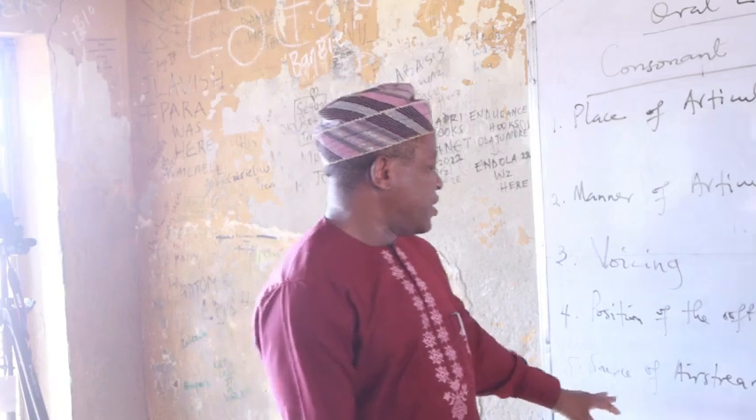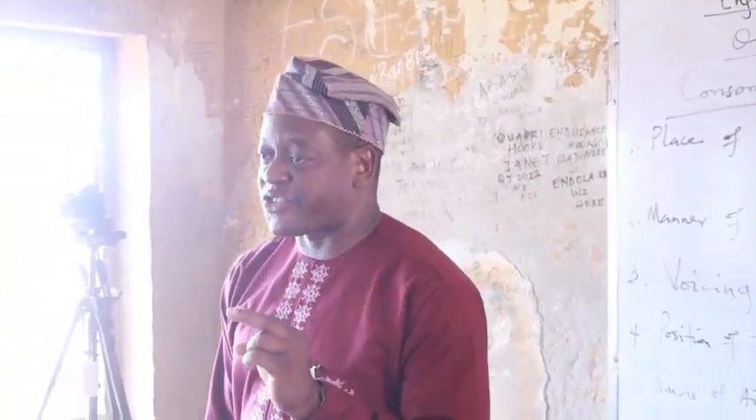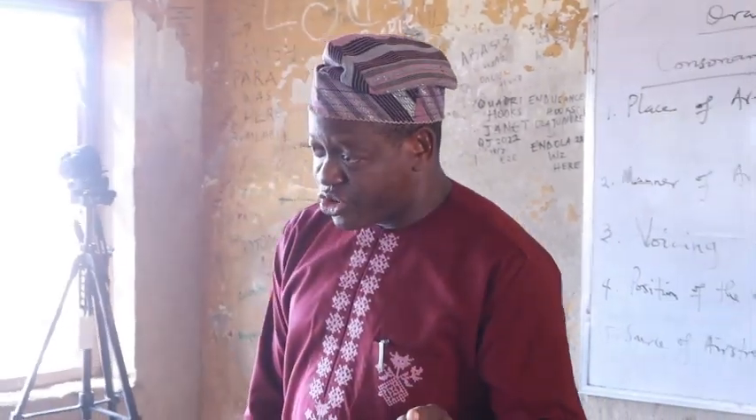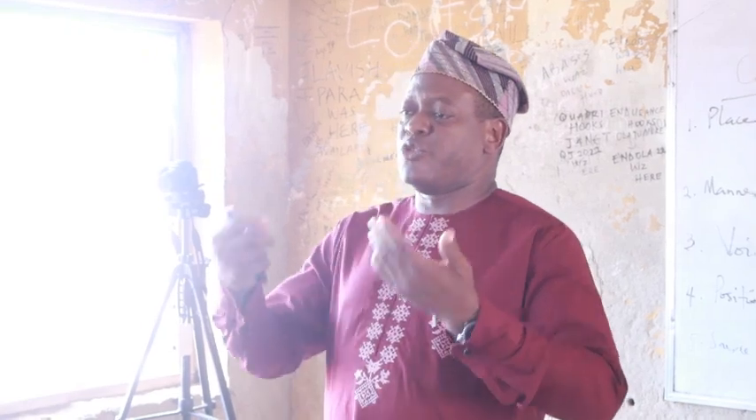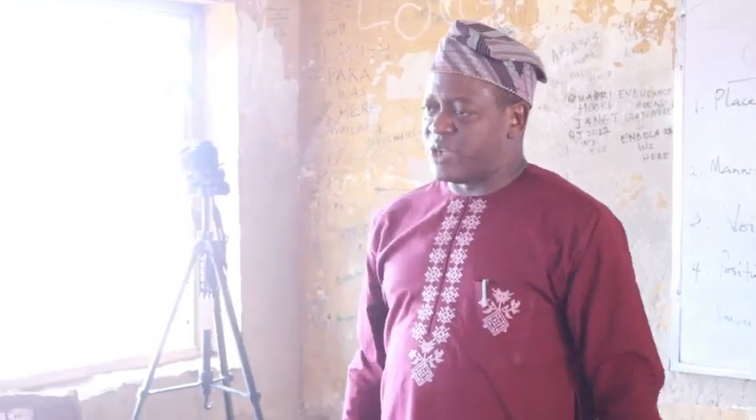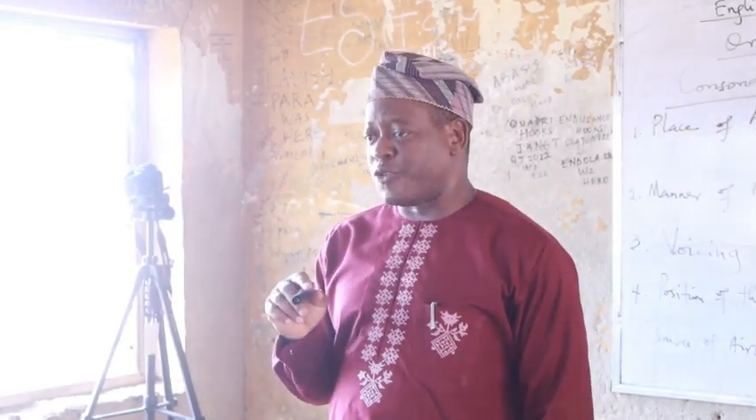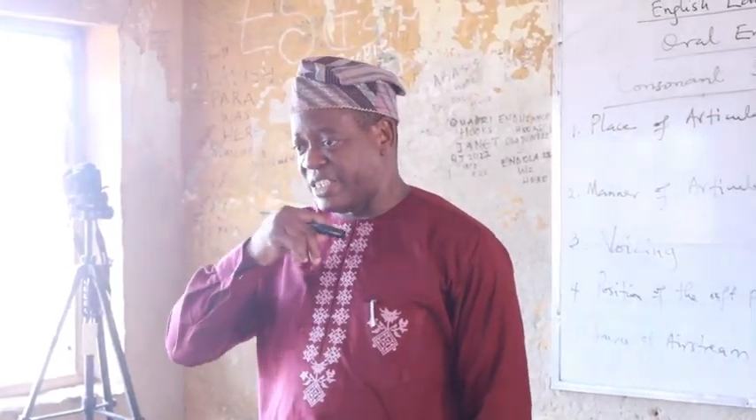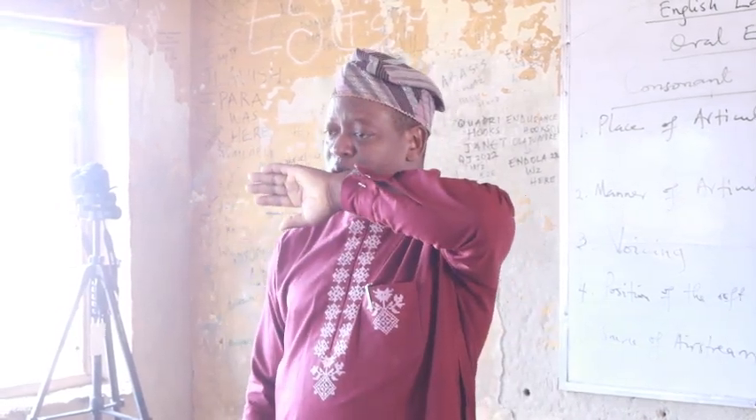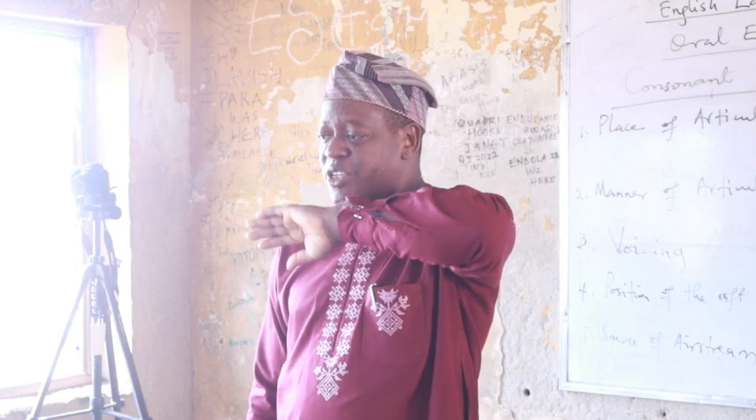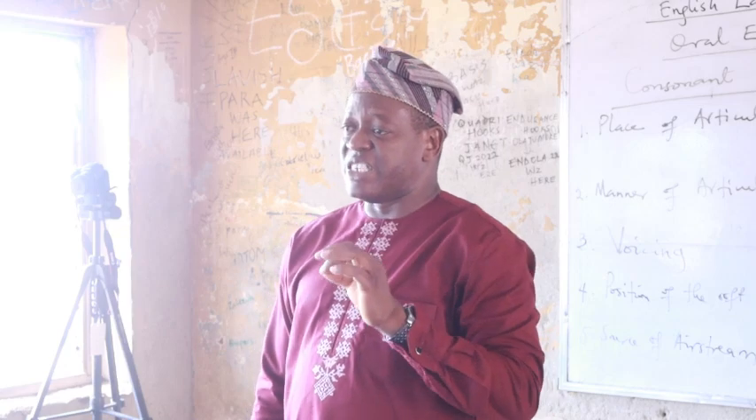Okay. Then, source of airstream. I said we have two sources of airstream: the ingressive airstream and the egressive airstream. Ingressive, the one you breathe in. Egressive, the one that comes out. And I said, in the English language, we make use of egressive air. That is the one that is coming out. If you put the back of your hand close to your mouth and utter some statement, you see air dropping on the back of your hand. That is to prove that it is egressive.